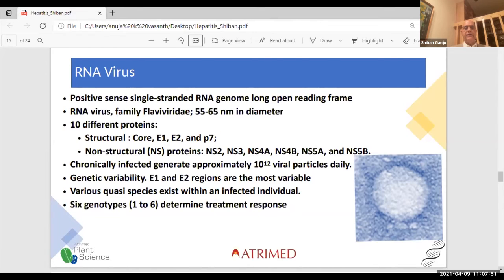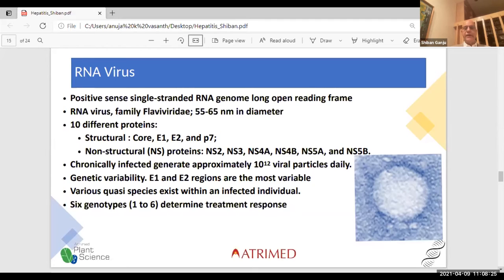Chronically infected people generate 10 raised to power 12, that is 10 billion viral particles daily. To give you an idea, we have 1.4 billion people in India. We're producing close to 9 to 10 times that number of virus particles inside the liver cells, inside the body, every day. You can imagine the viral load on a person with hepatitis C.